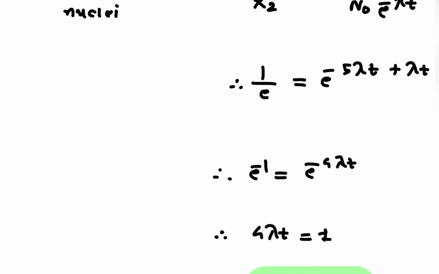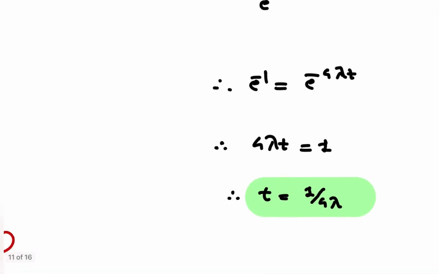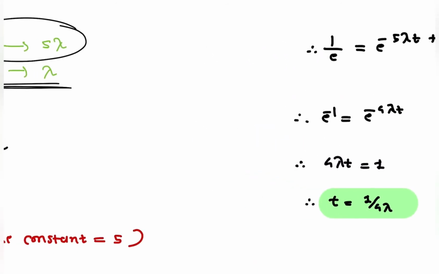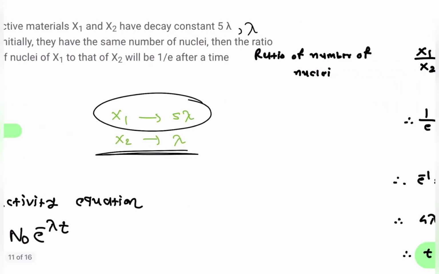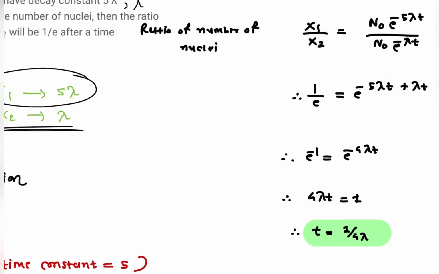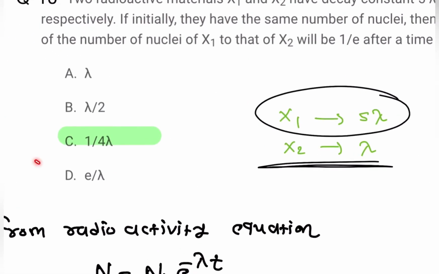After simplification, e has power minus 1 is equal to e raised to minus 4 lambda t. So 4 lambda t is equal to 1. So t is equal to 1/(4 lambda). The ratio of X1 to X2 will be 1/e when time t is equal to 1/(4 lambda). The ratio becomes 1/e when your time is equal to 1/(4 lambda). That option number C is correct.